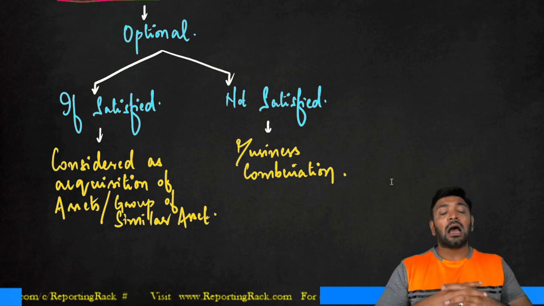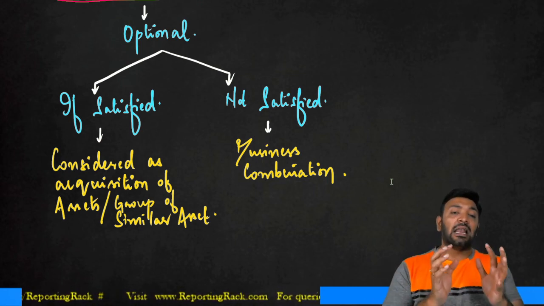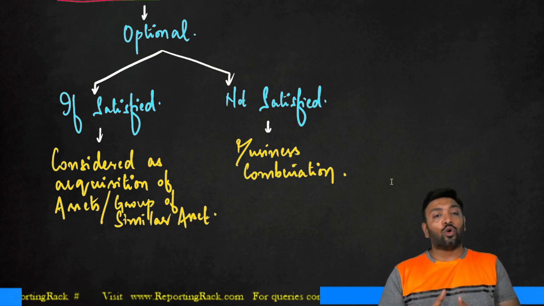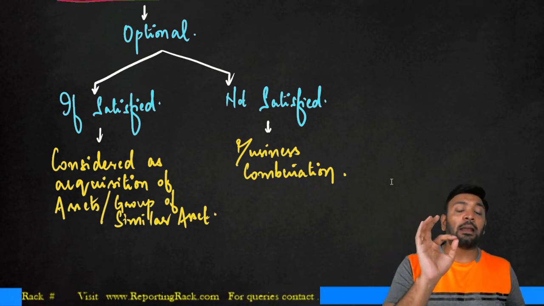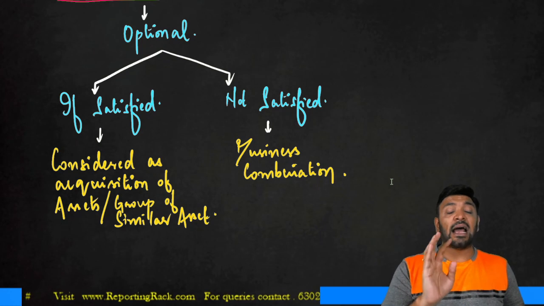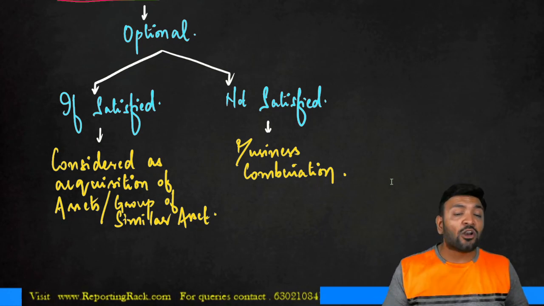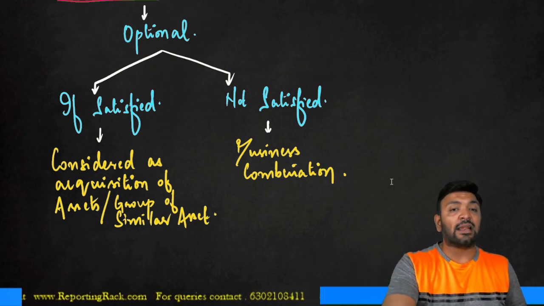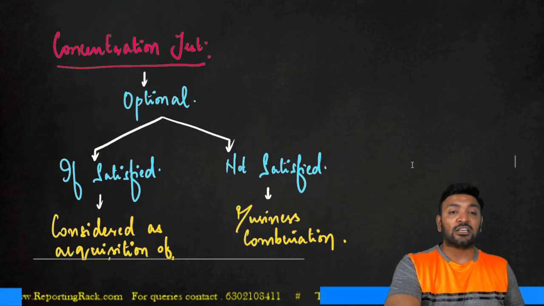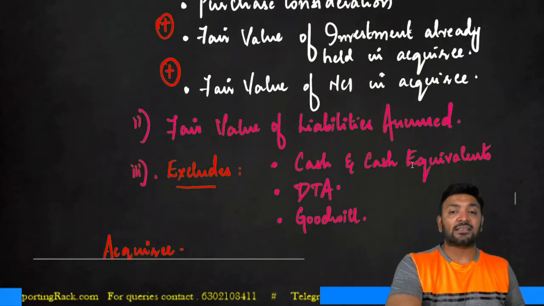So therefore, I will record the entry as land and building account debit, and I will make sure that I'm only recording this entry as acquisition of assets, and I will not account it as per Ind AS 103. No acquisition of Ind AS 103 shall apply in this case. Clear?